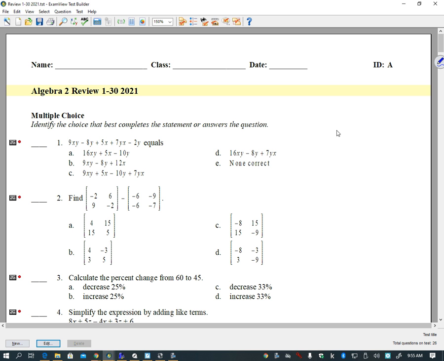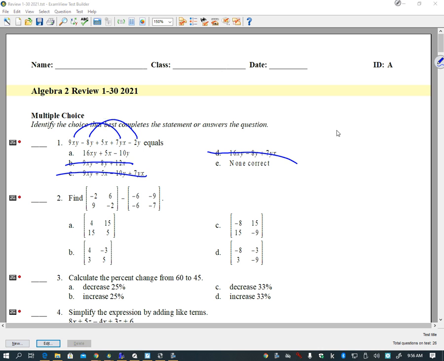We do want to know that these two are like terms even though the x and y are in different orders. So we want 9xy plus 7yx, which should give us 16xy. So we automatically know we're going to eliminate those options, right? Next up in terms of like terms are negative 8y and negative 2y. Negative 10y. Okay, so that eliminates this option.